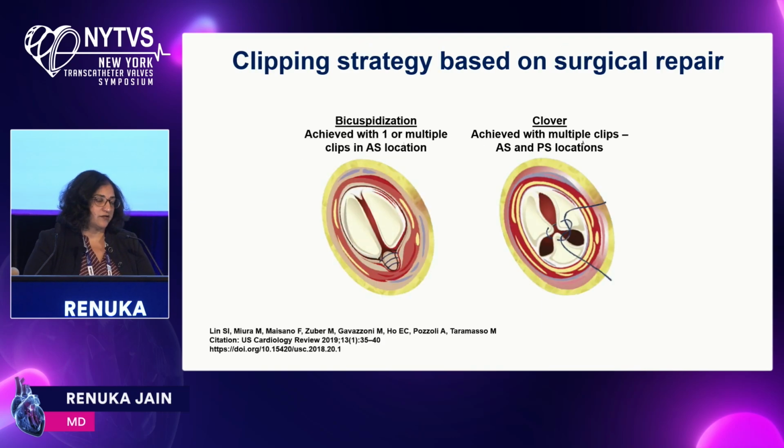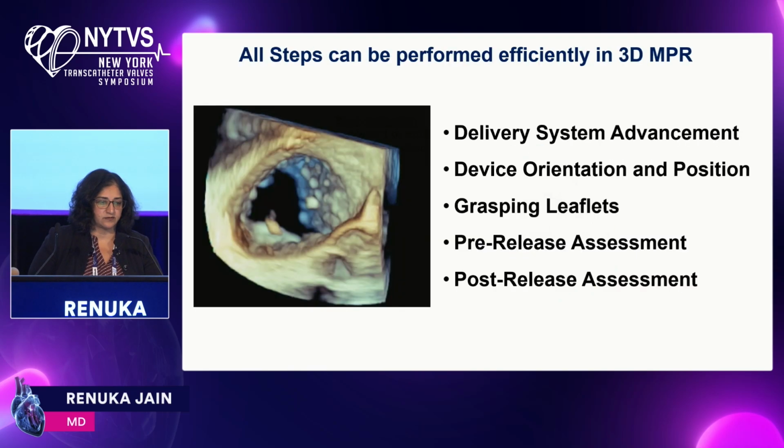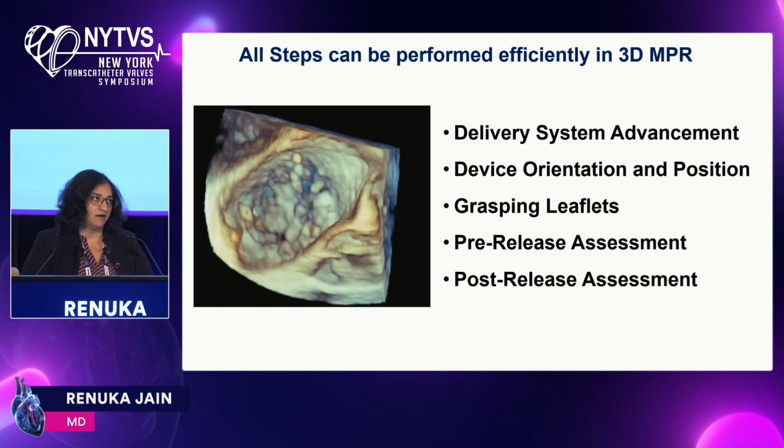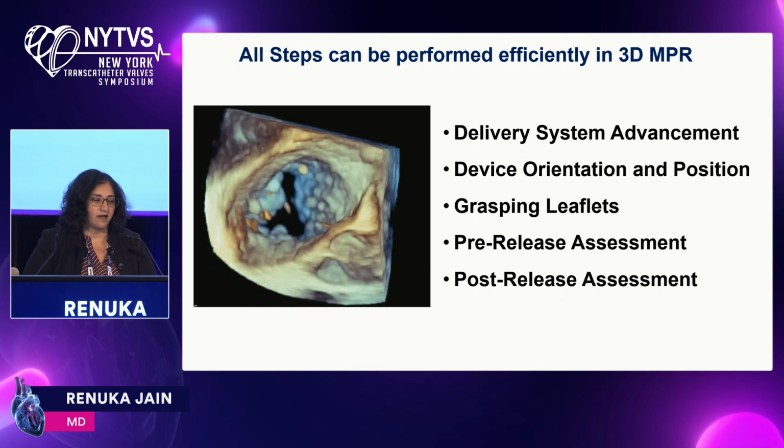The clipping strategy for TEER is based on old surgical techniques. So there's a strategy of bicuspidizing the tricuspid valve, which is usually achieved with multiple clips in the anterior septal location. And then there's sort of the clover-like strategy, which in TEER is achieved not by one stitch in the middle, but by anterior septal clips and then posterior septal clips. All of this can be done very efficiently and reproducibly in 3D NPR.